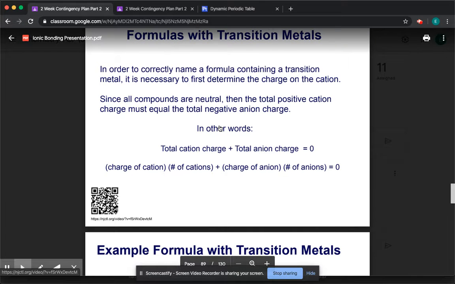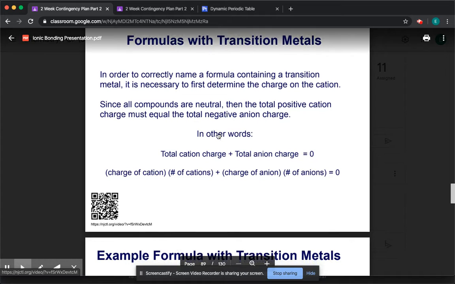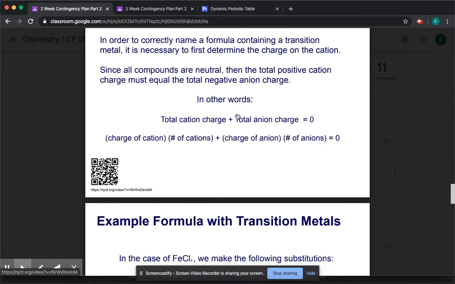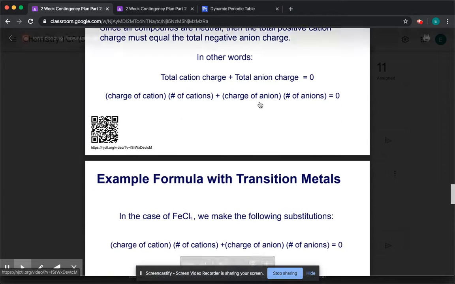Okay, so this is just actually going through the rules that we have been already using. So this is saying in order to get the correct formula, you need the charges to add up to 0, and we already knew that. Okay, we already do that. They're just giving it to you in formula form.